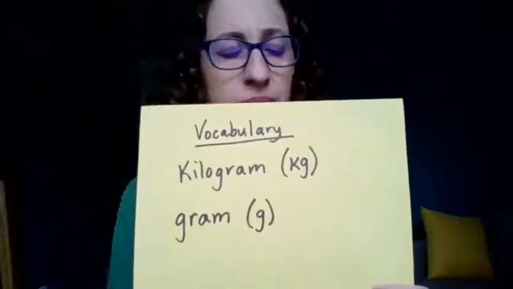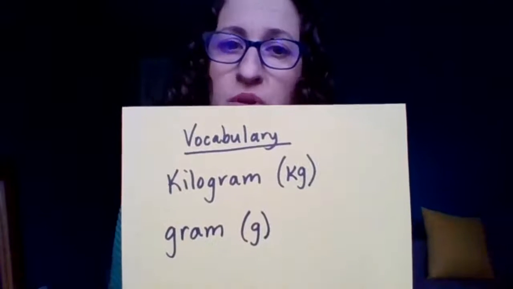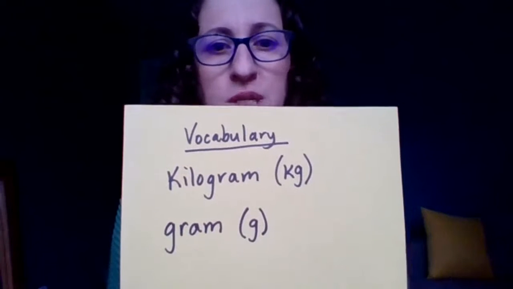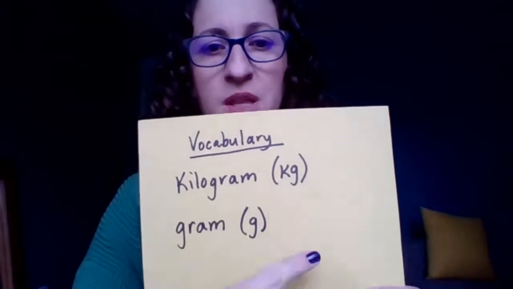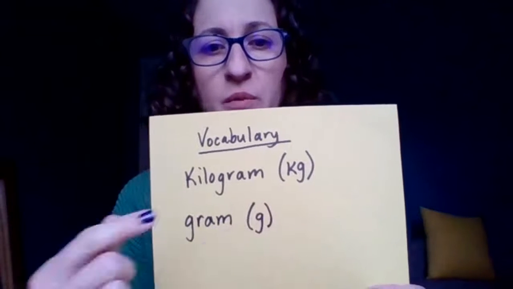All right, so start out on page 42. Let's take a look at the vocabulary that we're going to need for this lesson. At the top of page 42, it says kilogram, and you can abbreviate kilogram with a kg, and gram, which you can abbreviate with just the g. If you forget what those are, you can go back to page 42 and they'll remind you.